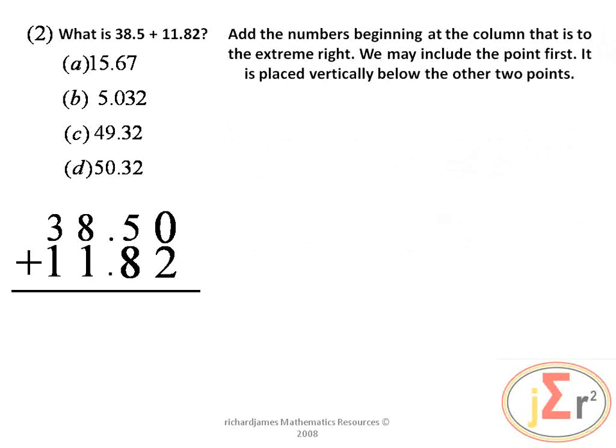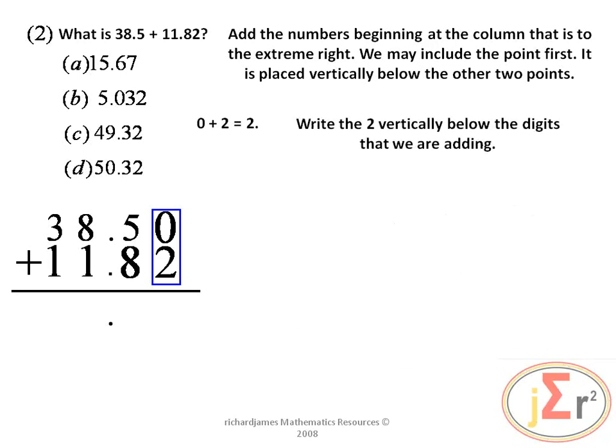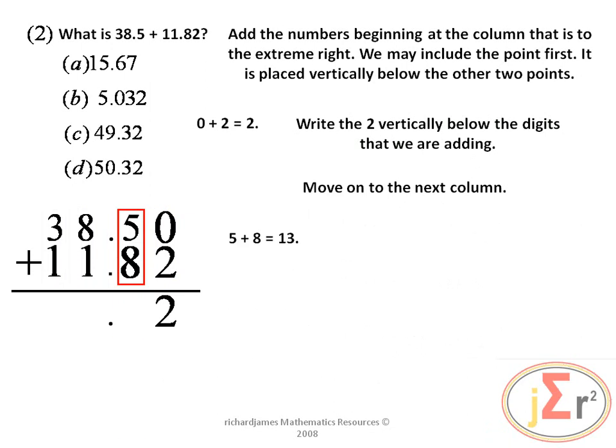Add the numbers beginning at the column that is to the extreme right. We may include the point first. It is placed vertically below the other 2 points. Now we are going to add the digits in the first column. 0 plus 2 is equal to 2. Write the 2 vertically below the digits that we are adding. Move on to the next column. 5 plus 8 is equal to 13. Write the 3 and carry 1 to the next column.